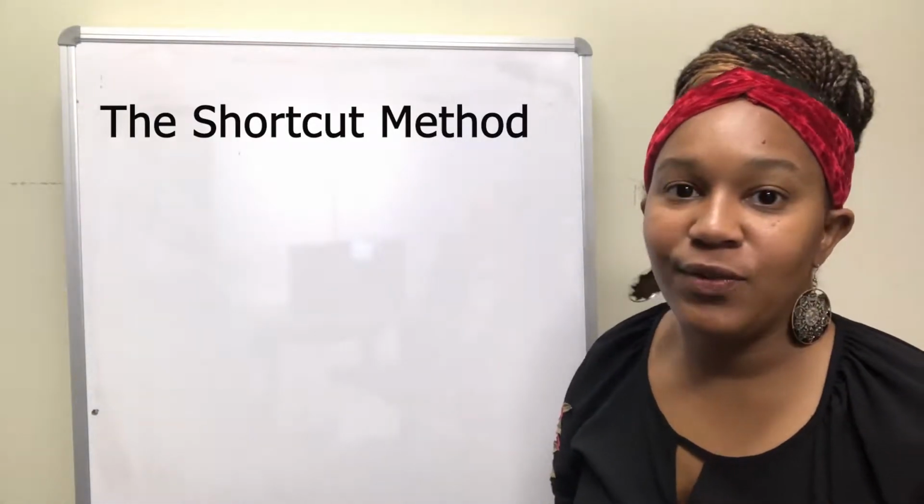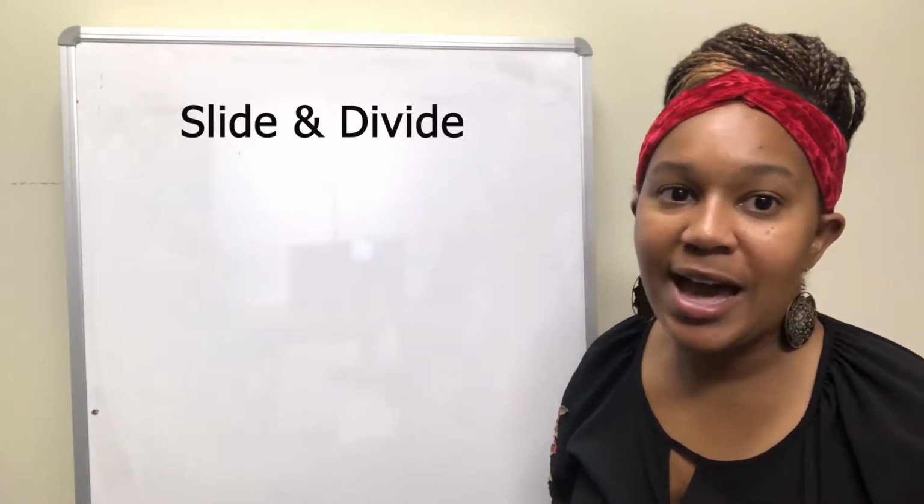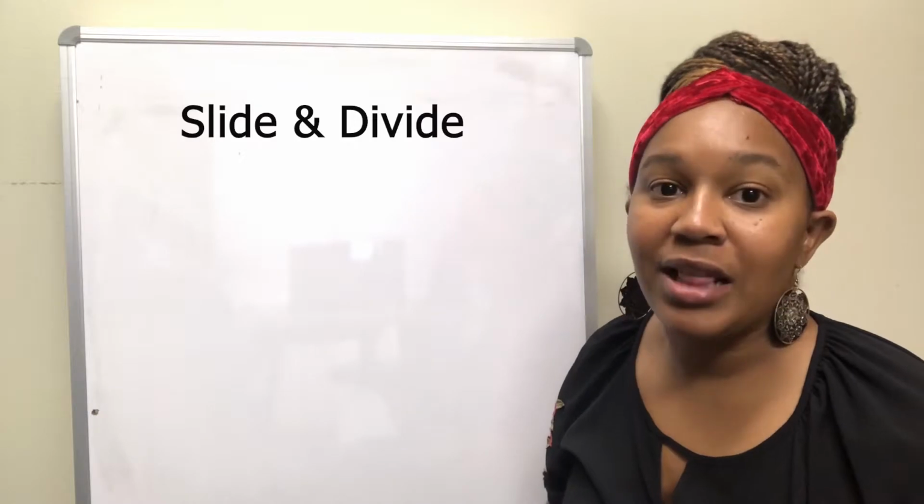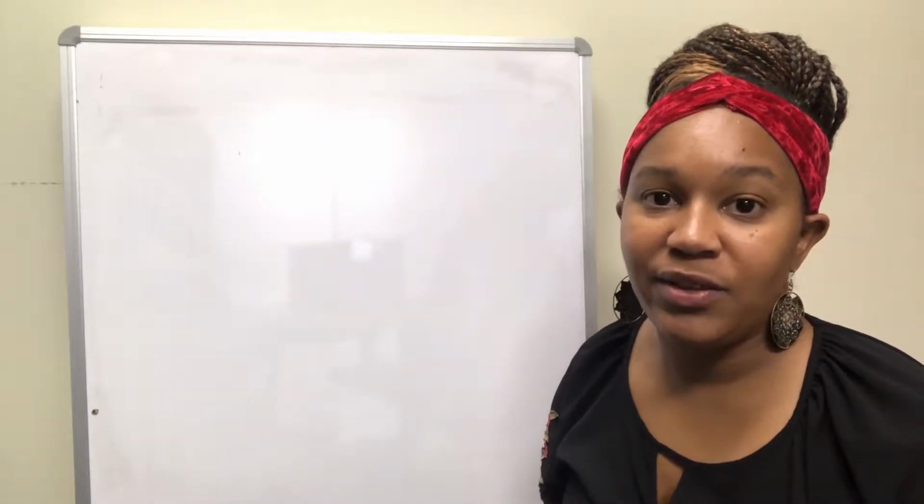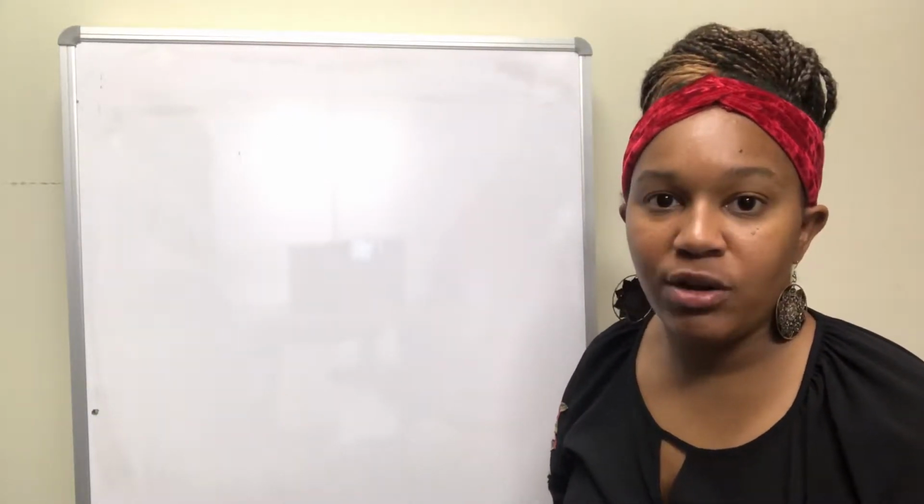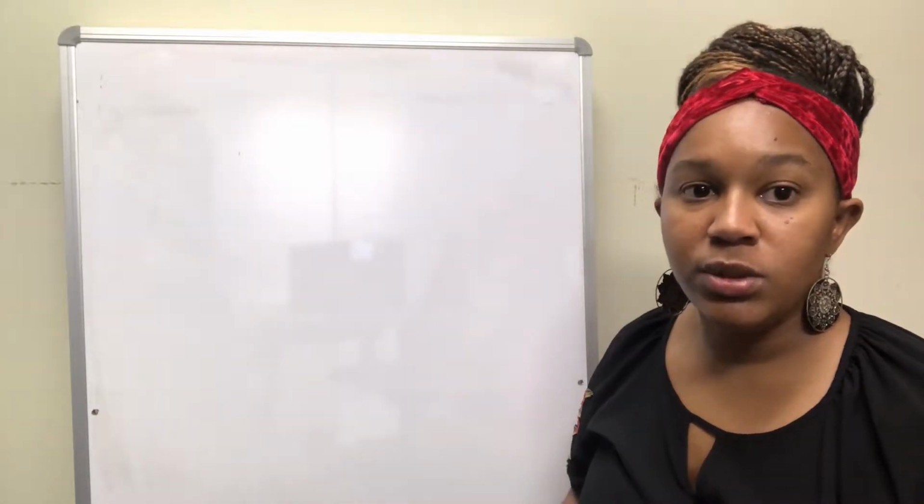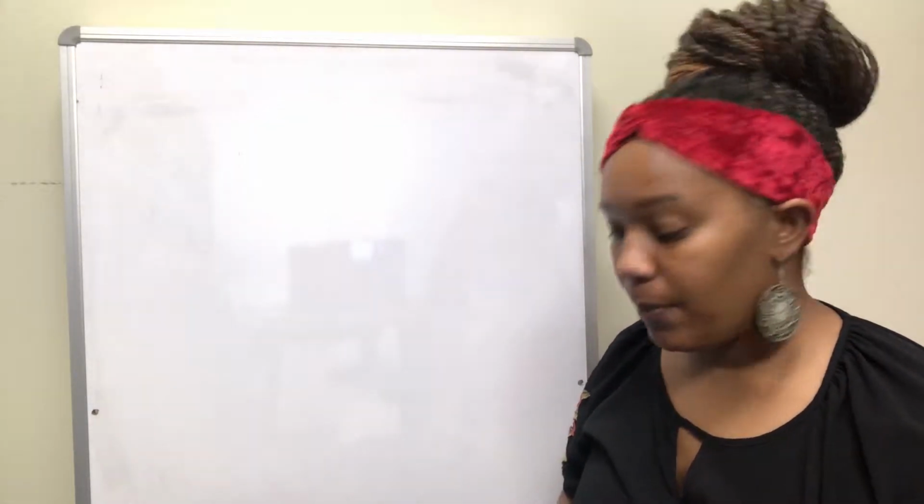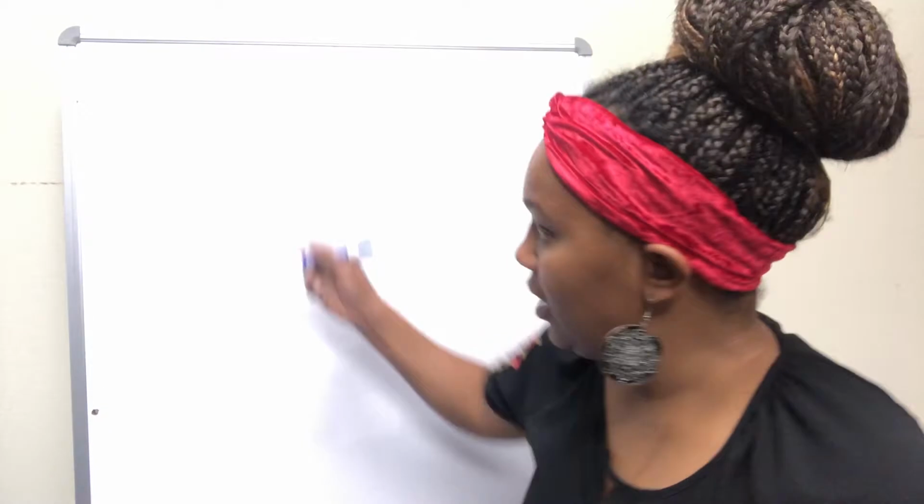There are different names for it because my colleague calls it slide and divide. But whatever you want to call it, I think this is probably the easiest way to factor if you have a trinomial and the leading coefficient is not 1. So we're just going to jump in and do some examples. I'm going to start off with example 1.